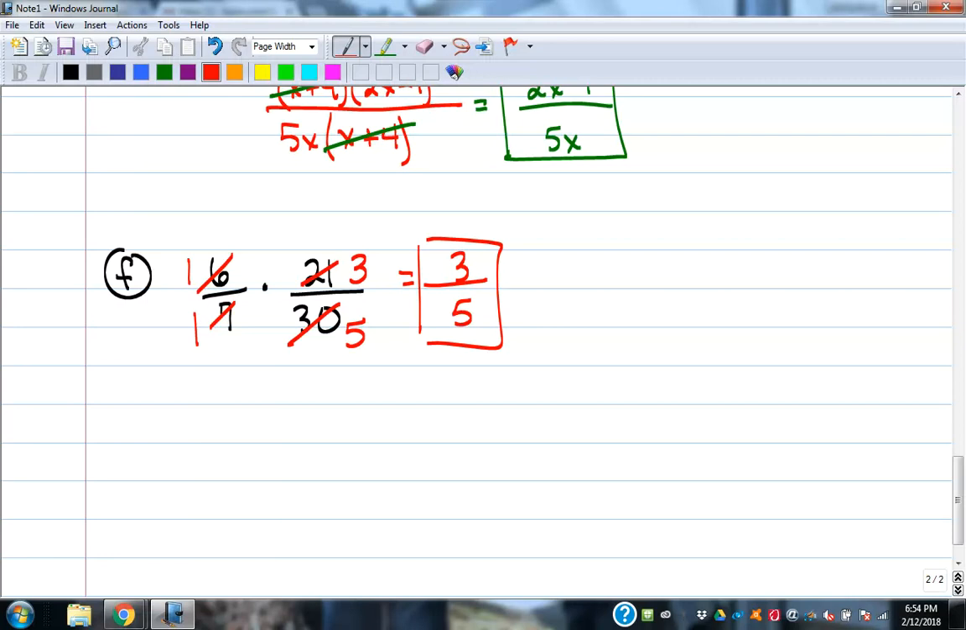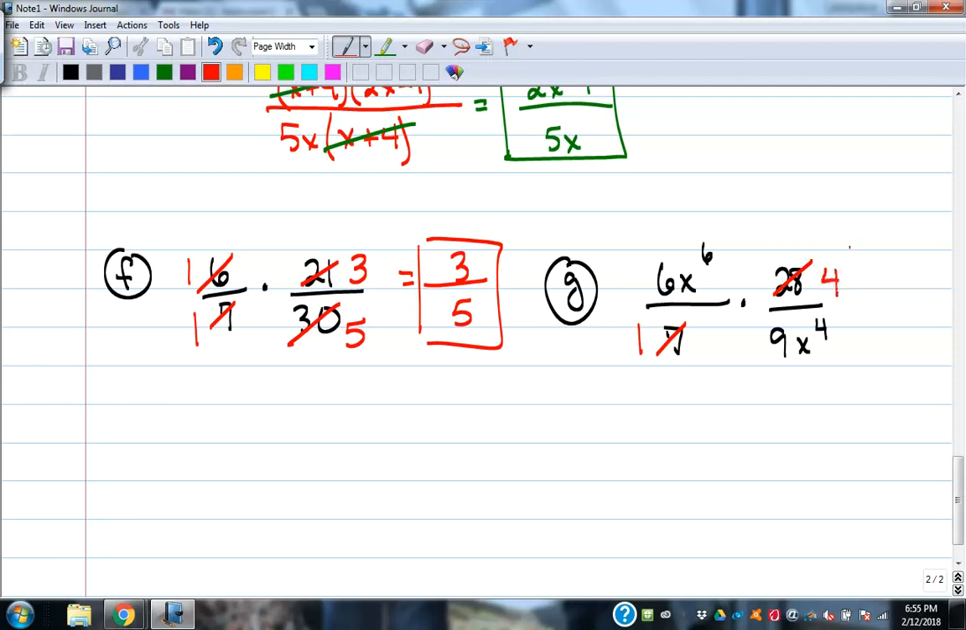Now, when you start throwing in some letters, it's basically the same idea. Let's say you had 6x to the 6th over 7 times 28 over 9x to the 4th. Something like that. We're still going to cross cancel anything that we can. So if I look at the 7 and the 28, what do they have in common? 7 goes into both of them. So 7 goes into itself 1 time and into 28 4 times.